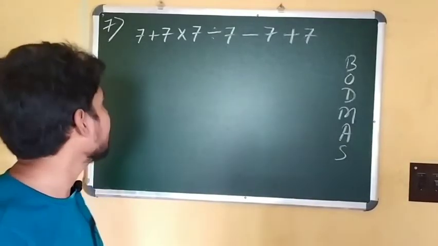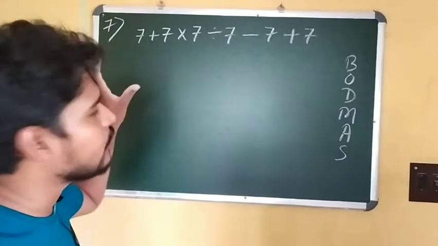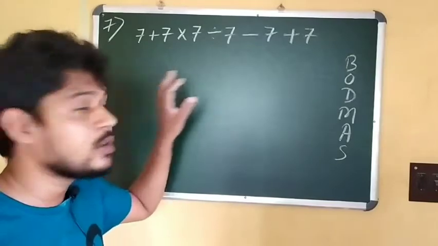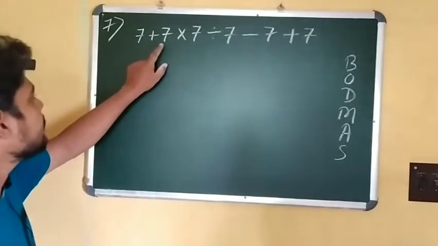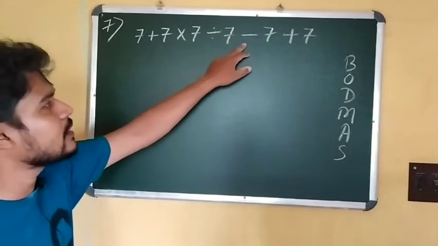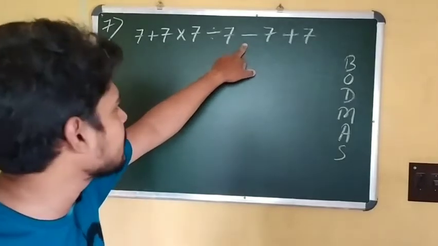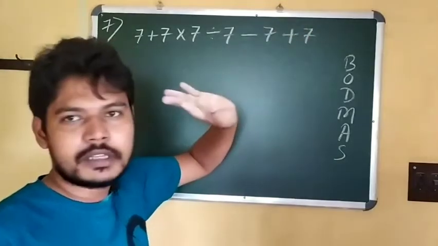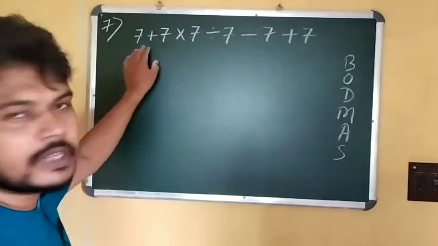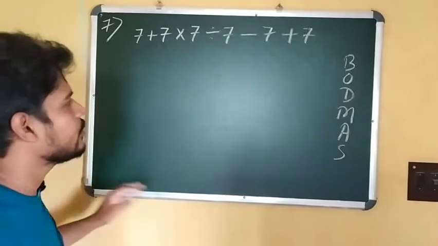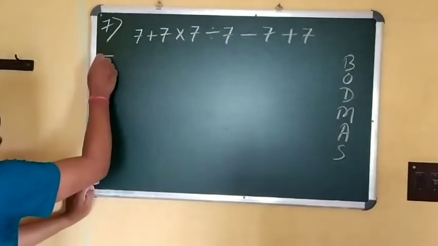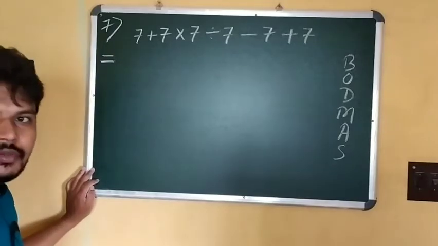Now students, let's see this example. You can see that this is one of the most important and uncommon maths problems. Okay, so you have to focus on this. 7 plus 7 multiplied by 7, divided by 7, then again subtract 7, then again plus 7. Then what to do? You can understand that this is one of the numerical expressions. So we have to apply the BODMAS rule here stepwise, and we have to solve this by applying this rule.